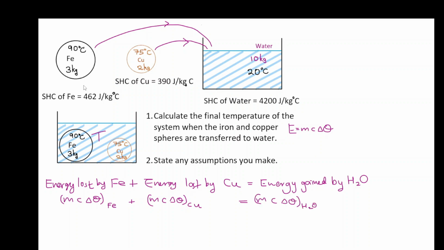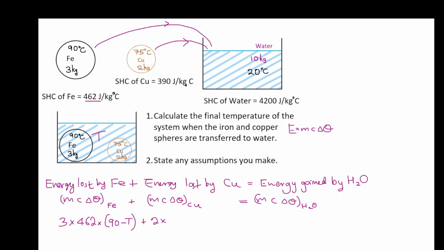Now let's very carefully substitute the values. Mass of iron is 3 multiplied by specific heat capacity of iron, 462, multiplied by delta theta, which would be 90 take away T. You take away T from 90 because we know T is less than 90. Plus m here is for copper, it's 2 multiplied by c, c is 390, multiplied by delta theta.